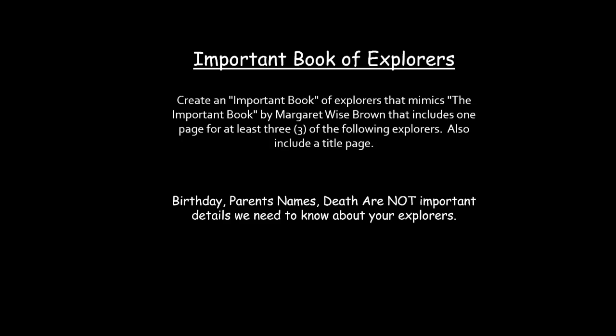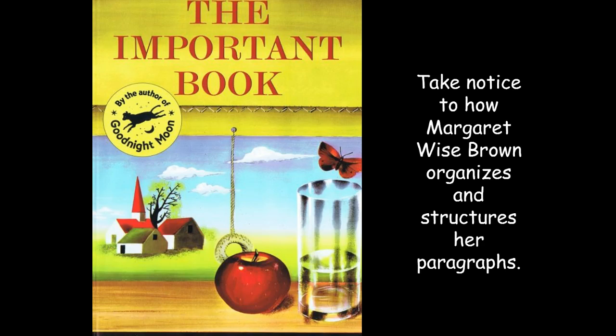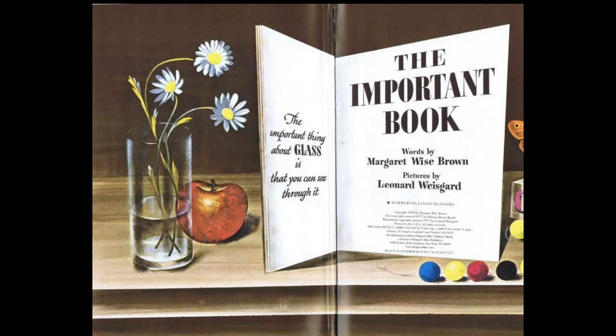Alright, so I want to take another look at this assignment. And here you can see that I have the directions again, the important book of explorers. And this is Margaret Wise Brown's book so that you can see the example. Remember, as I have here, birthdays, parents' names, death, those are not things that are important details we need to know about your explorers. Okay? So here's an example of her book. It's called The Important Book.